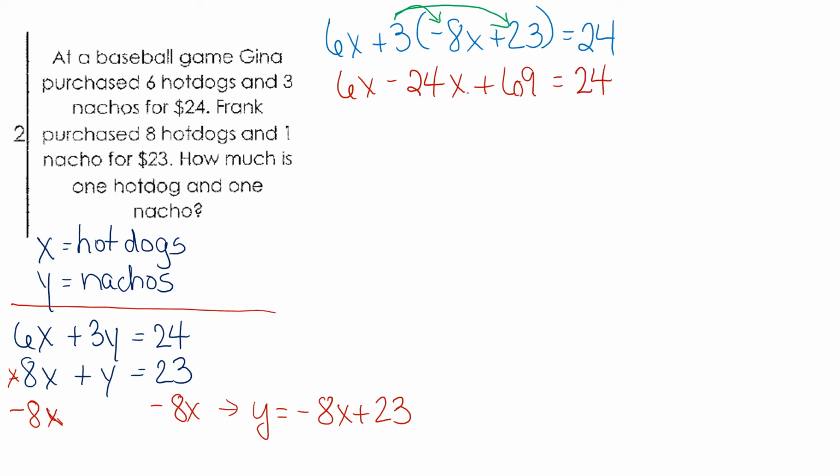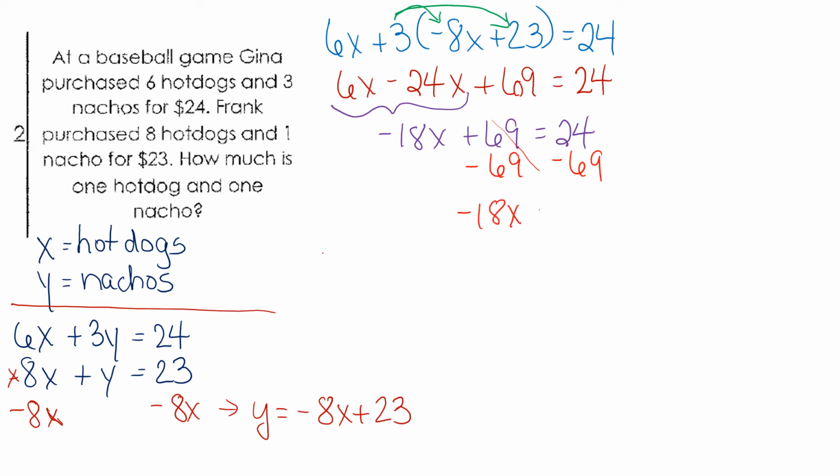At this point, we do want to combine like terms, so 6X minus 24 is a negative 18X. Bring down your other terms. That leaves you with a two-step equation, so we want to subtract 69 on both sides. 24 minus 69 is going to give me a negative 45. And then our final step would be to divide both sides by negative 18. So X would be 2.5.